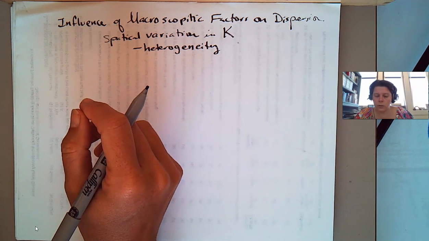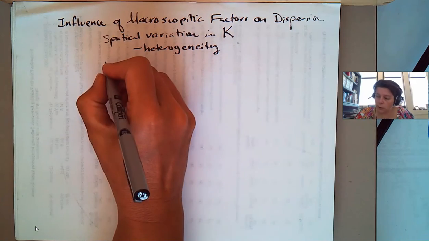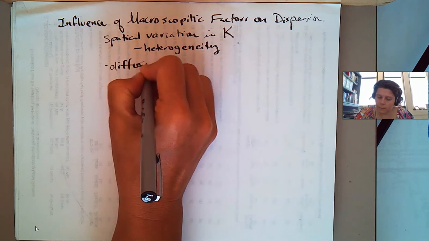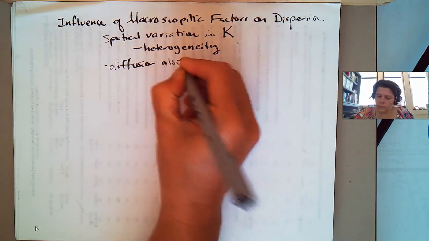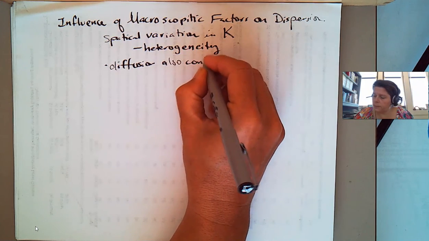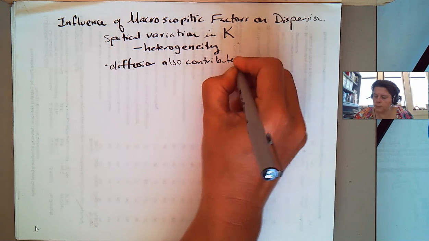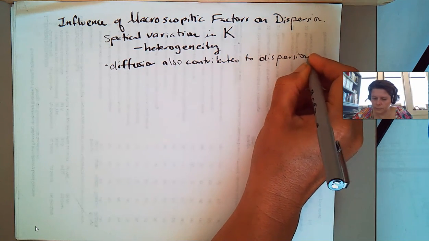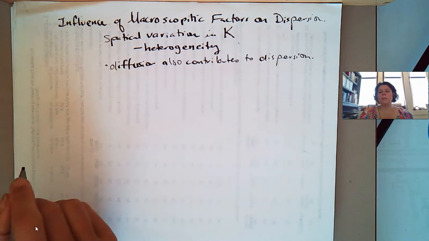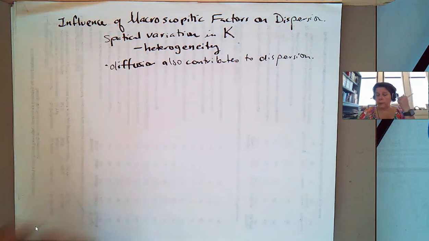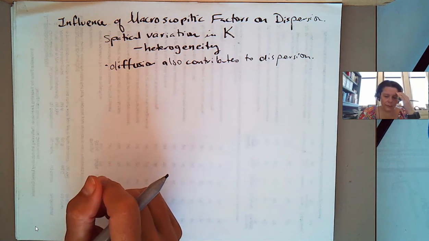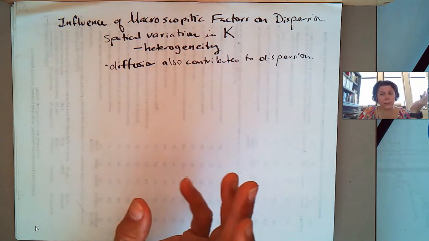So diffusion also contributes to dispersion. So the other part of this is that diffusion also contributes to dispersion. Okay. So, like here in this area around here, we have sand lenses, clay lenses. They'll go back and forth. We can have a lot of variation just in a layered system.